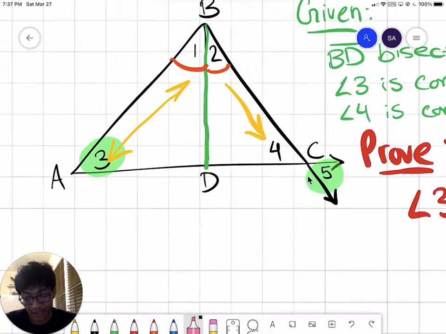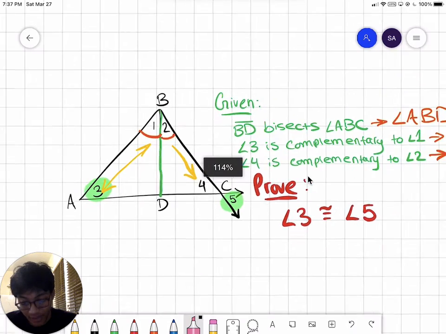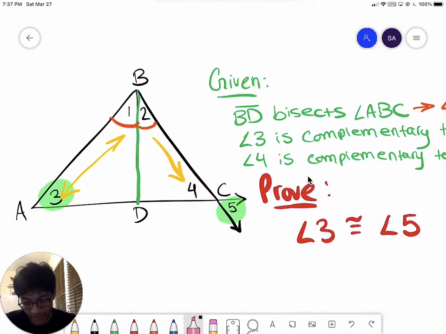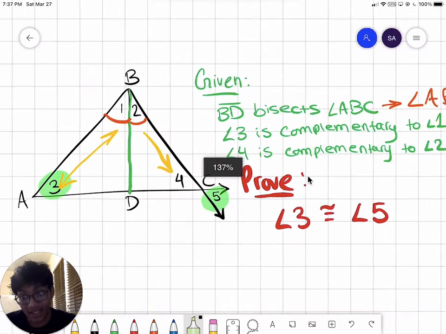So let's check out an example. Here we have a triangle and we're given the following pieces of information in green. We're told that line segment BD bisects angle ABC. So here is BD and angle ABC is of course this one. So remember what bisect means. To bisect something means to cut it in half.